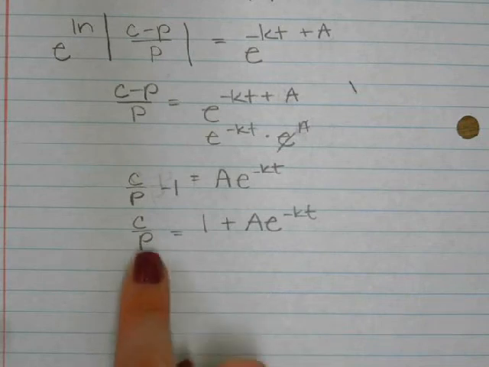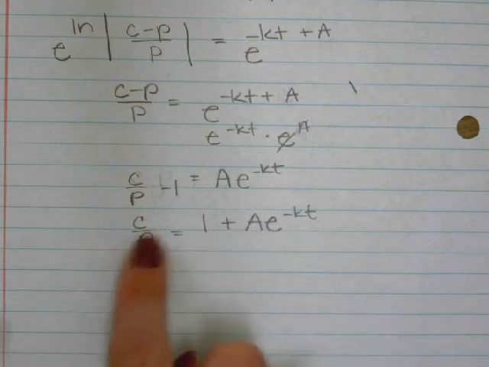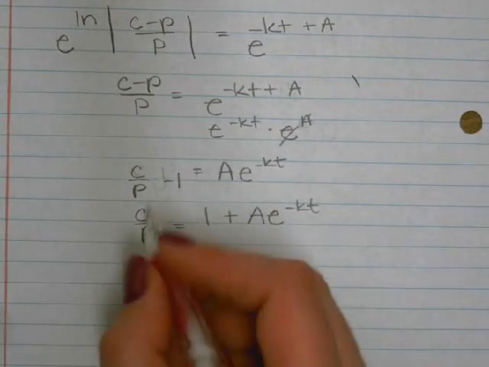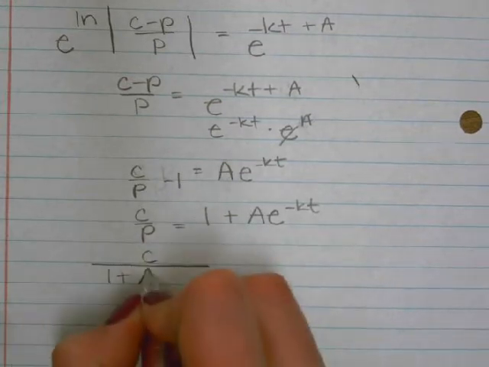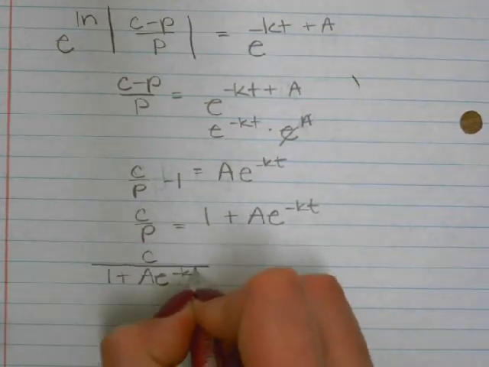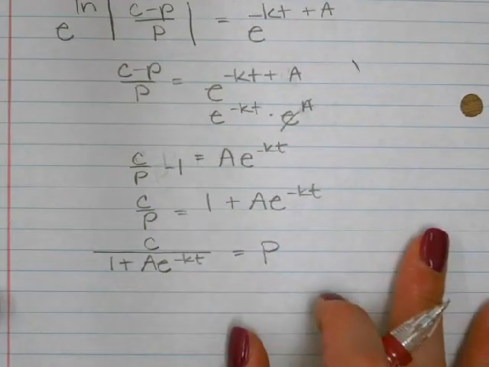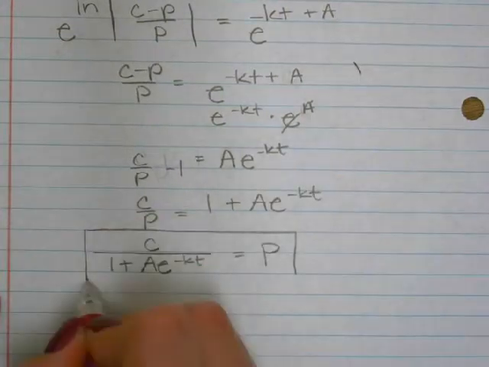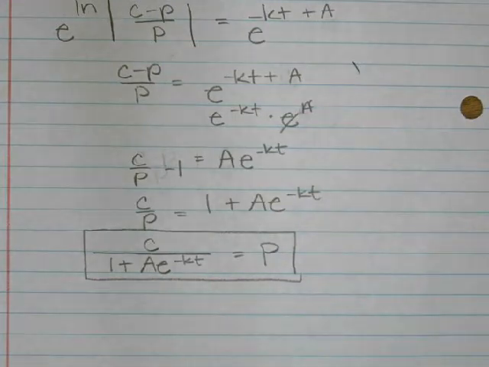If you remember, whenever we have a fraction equals something like that, you can take this part and the p on the bottom and switch places with them. So I'm going to say c over 1 plus a e to the negative kt equals the population. And this right here is the function that we use for logistic equations. This is the logistic function, and that's where it comes from.